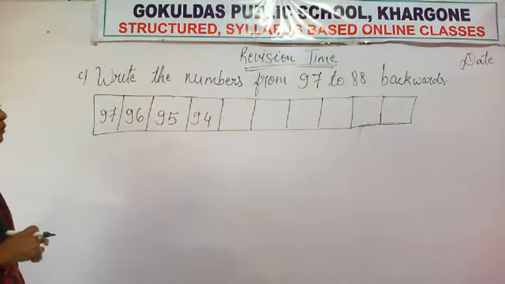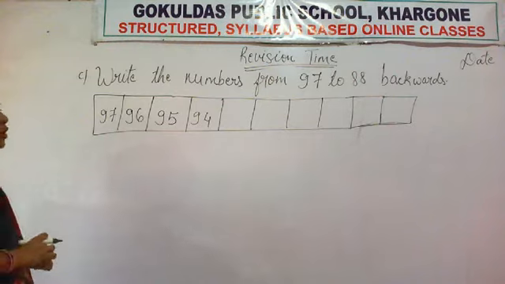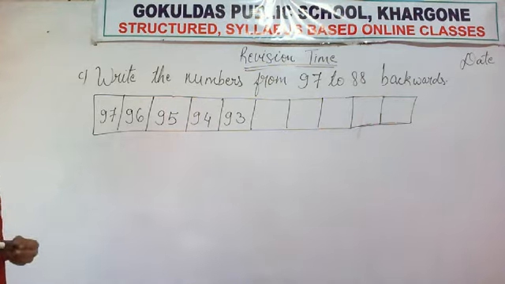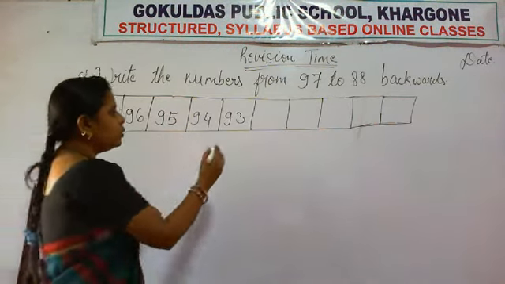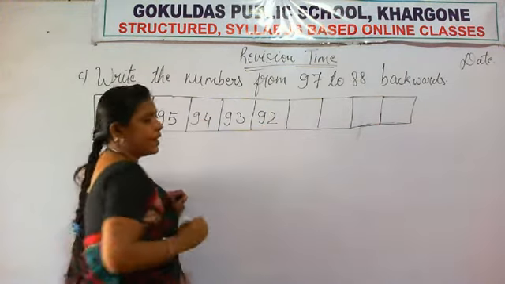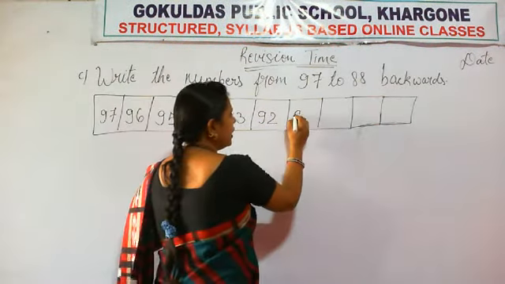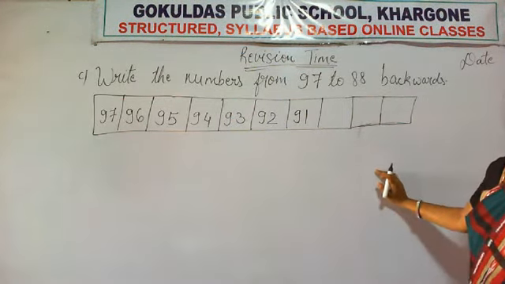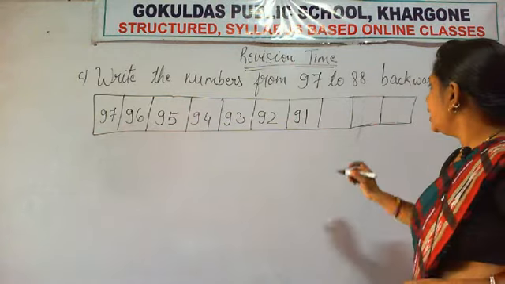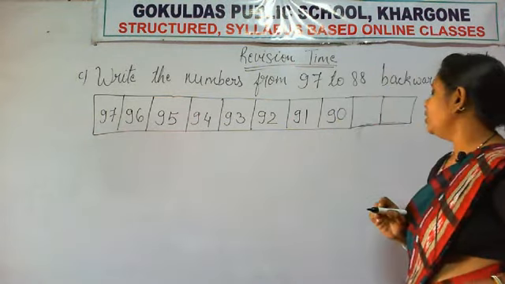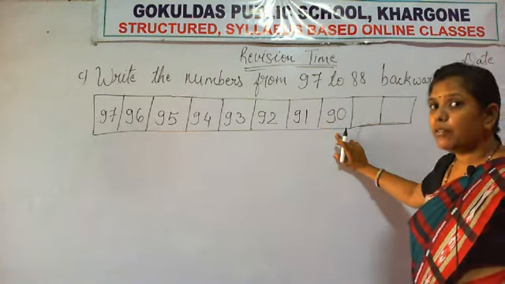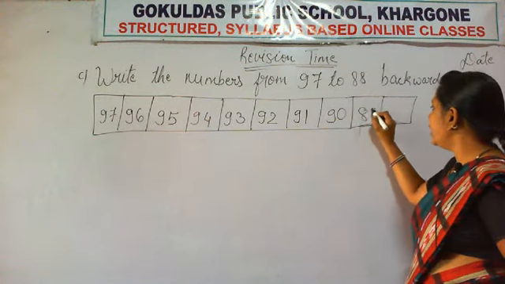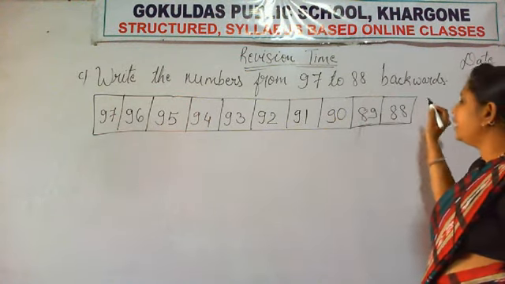Then what will be the next number? The before number of 94 is 93. Now what will be the next number? 92. Next will be 91. Then which number will come next? The number that comes before 91 will be 90. Yes, now the number that comes before 90 is, which number comes here? 89, and the last number will be 88.